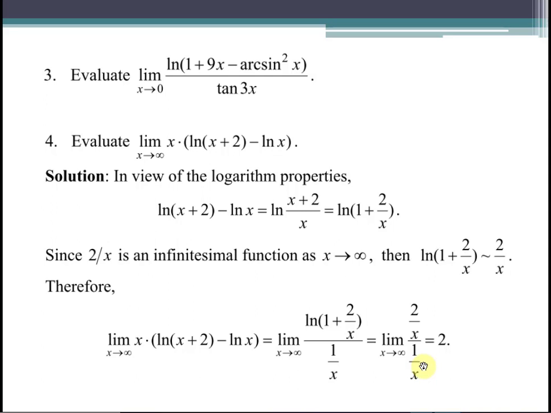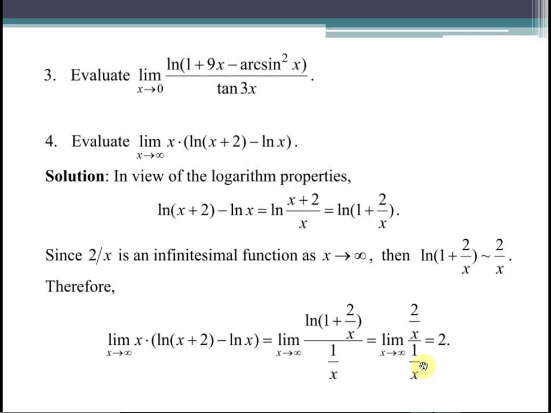Number 3, evaluate the following limit. So let's try to do it by yourself. This one is also. So number 4, evaluate the limit.